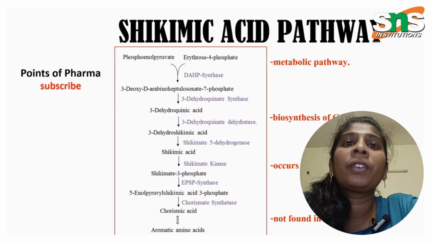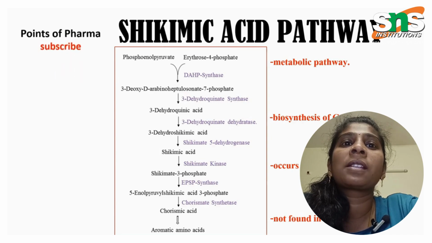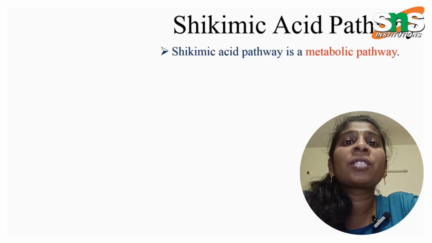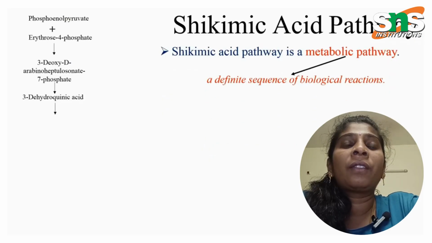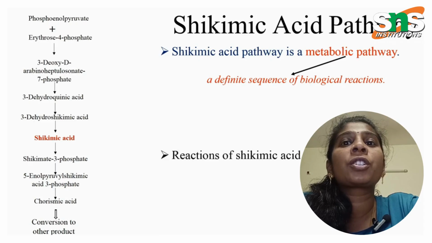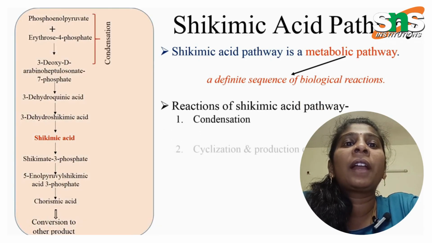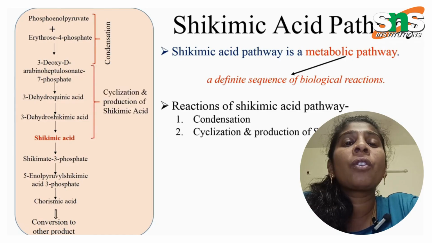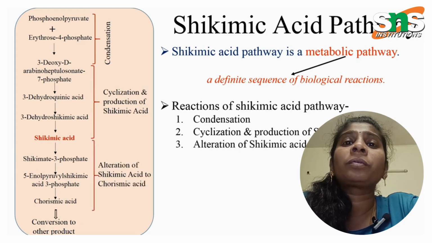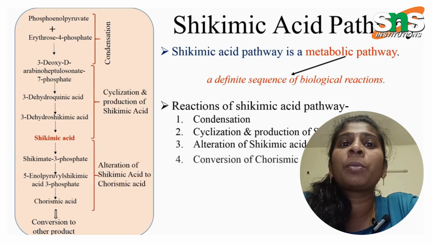So from here on, we will begin with the introduction to Shikimic Acid Pathway. Shikimic Acid Pathway is a metabolic pathway, means a sequence of biological reactions. The reactions of Shikimic Acid Pathway can be divided into four parts, that is condensation and cyclization and production of Shikimic acid, the alteration of Shikimic acid to chorismic acid, and conversion of chorismic acid to other products.